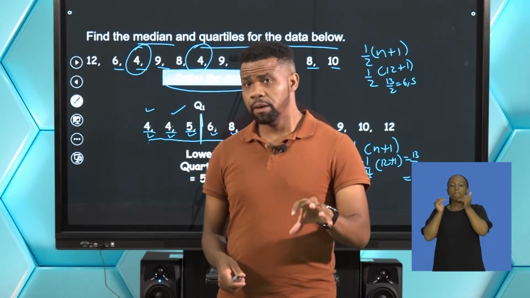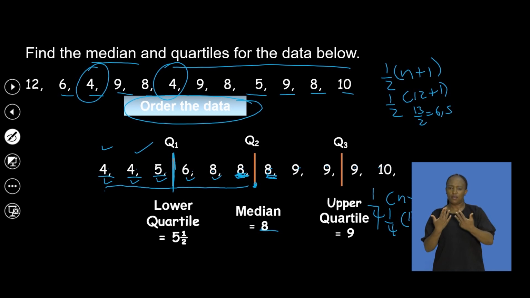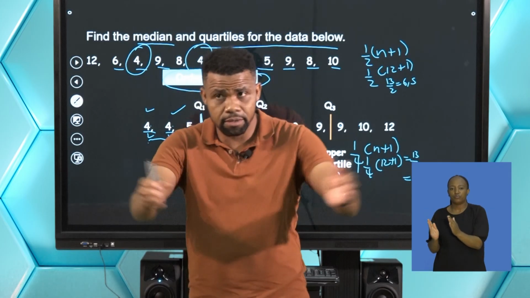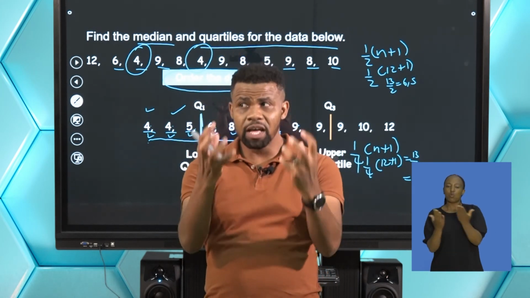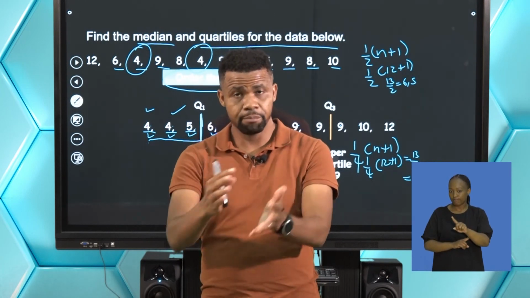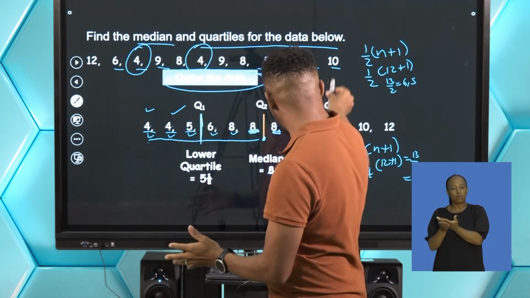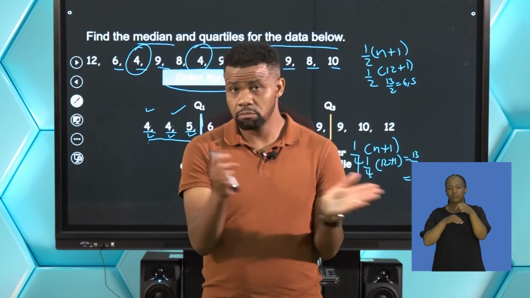Now let's look at the upper quartile. The upper quartile, which is Q3, by looking, we get 9. You can do it if you have a small set of data by just arranging it. But if I want the position, you can use 3 over 4 times n plus 1, and it will give the position. So we have our quartiles.